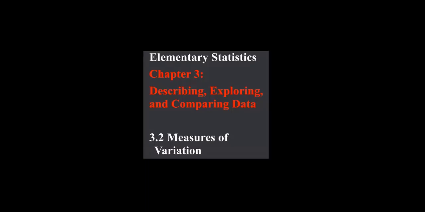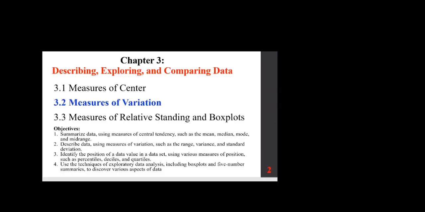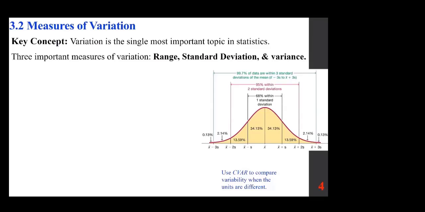Measures of variation. We are going to look at measures of variation. It was part of the objectives that was discussed for the whole topic of describing, exploring, and comparing data. In this topic, measures of variation, we are going to consider the following: range, standard deviation, and variance.